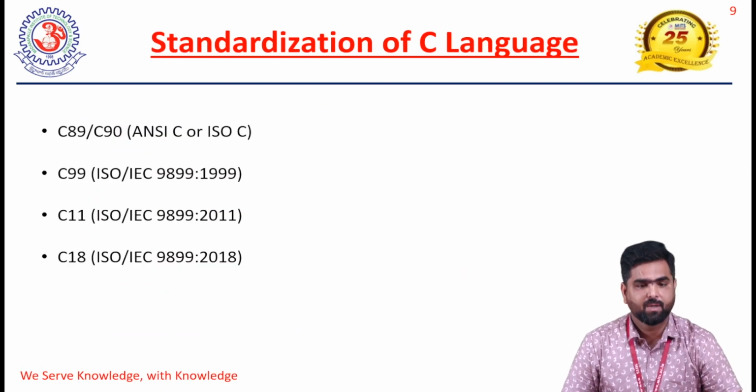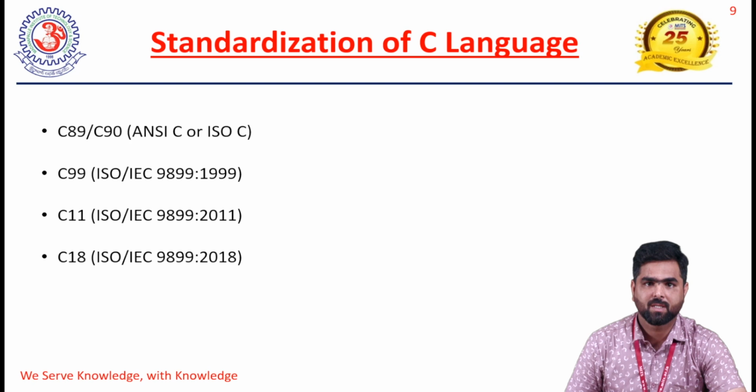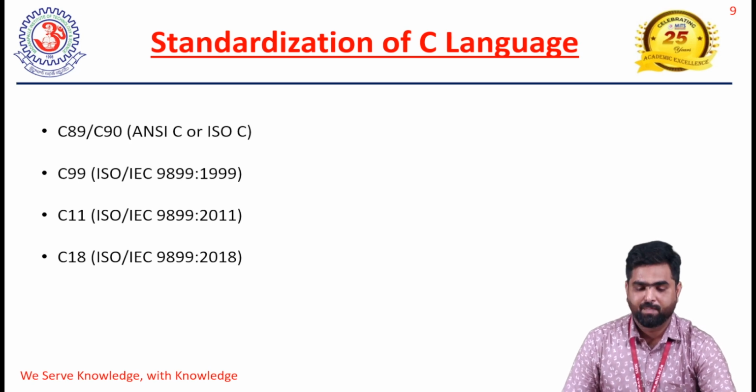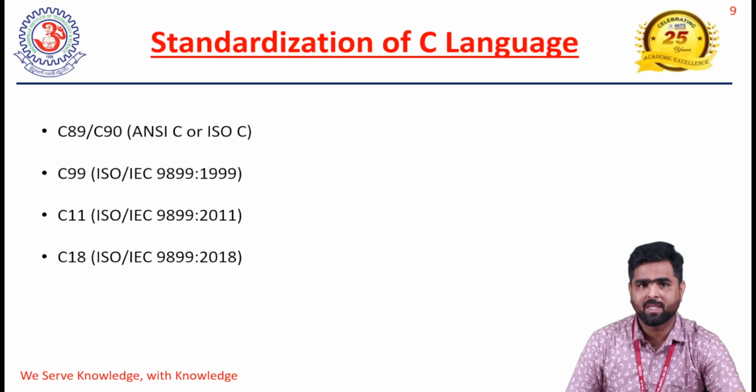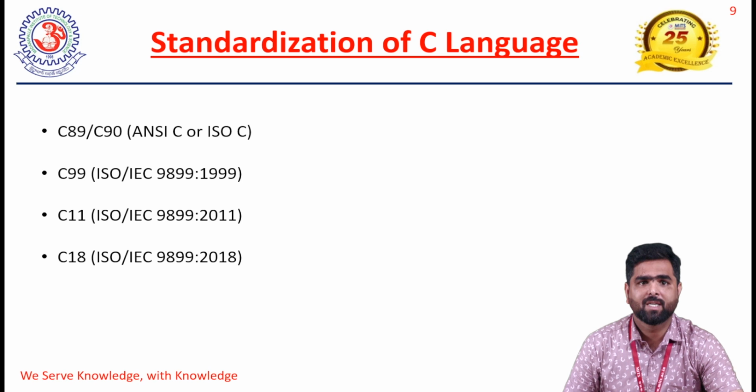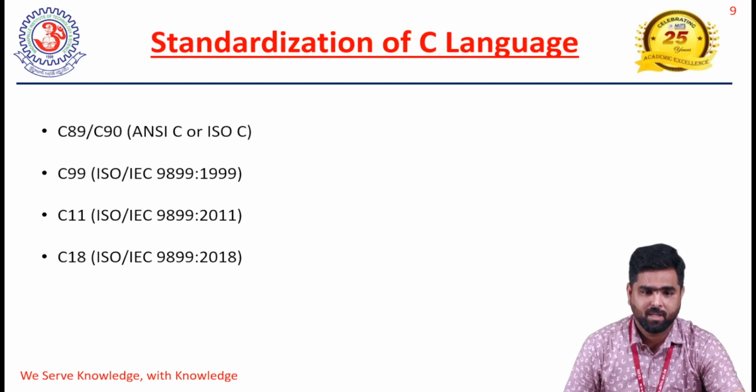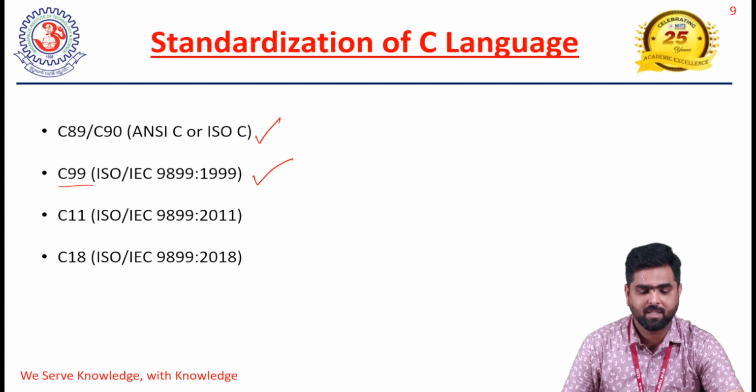Now we will see the different standardizations we got for the C language. In 1972, when the C language was introduced for the first time, it was not standardized. It was standardized in the year 1989 by ISO. So the period is between 1989 and 90, and that's why we call it ANSI or ISO C. Later it was standardized again in the year 1999. That's why we call it C99.